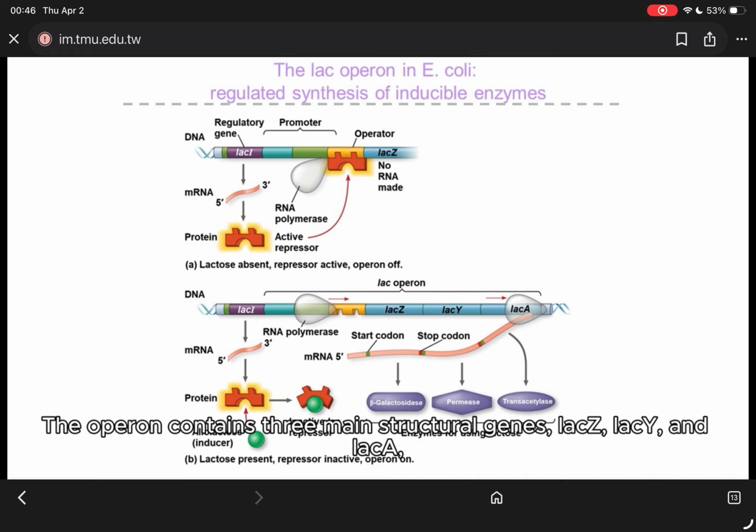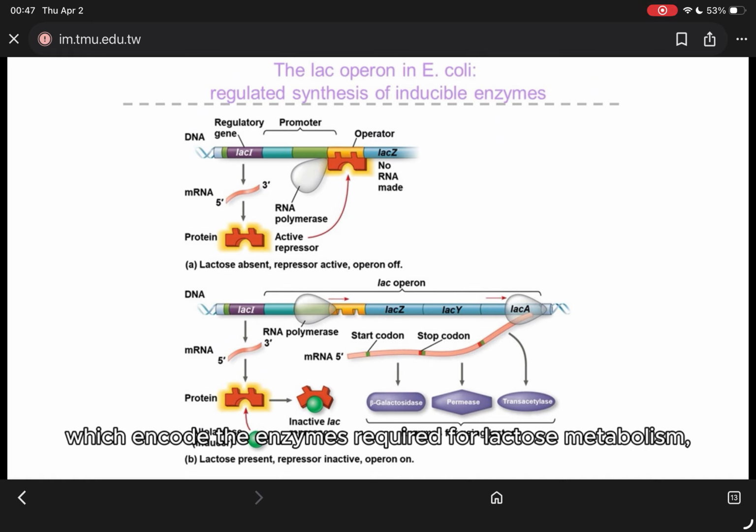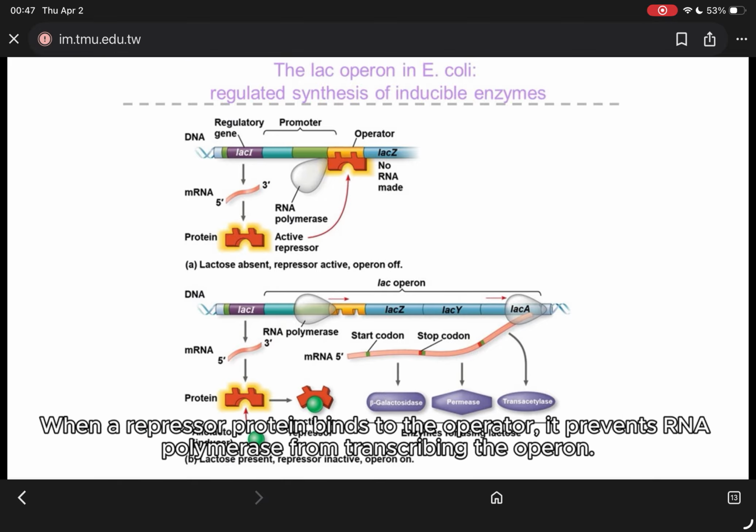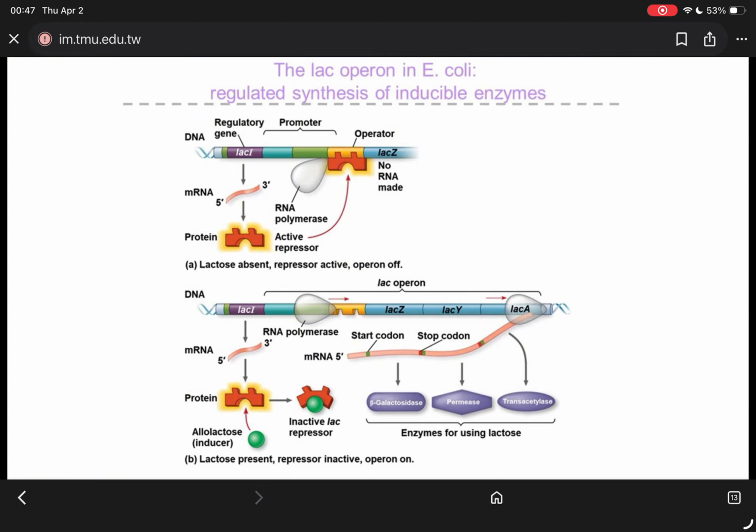The operon contains 3 main structural genes, lacZ, lacY, and lacA, which encode the enzymes required for lactose metabolism, such as beta-galactosidase. Upstream lies the operator sequence. When a repressor protein binds to the operator, it prevents RNA polymerase from transcribing the operon.